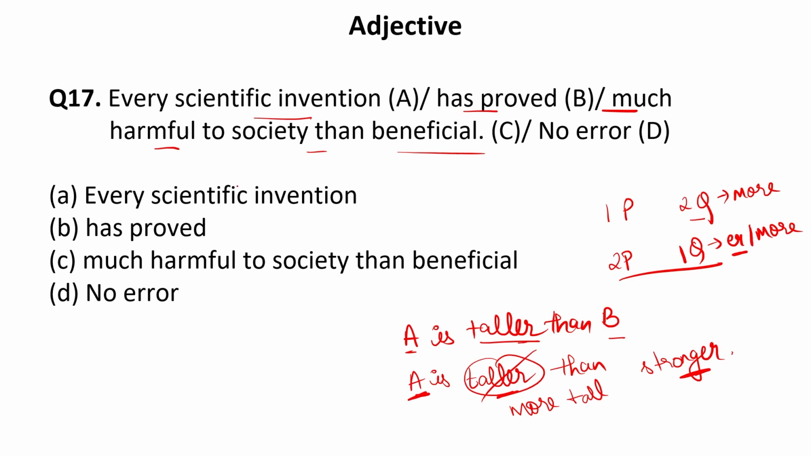Therefore, this "much" is incorrect. Instead, we should write "more." So every scientific invention has proved more harmful to society than beneficial. It means it is not beneficial, but more it is harmful to the society. So the answer is C. Here, "much" should be replaced with "more." So our answer is C.